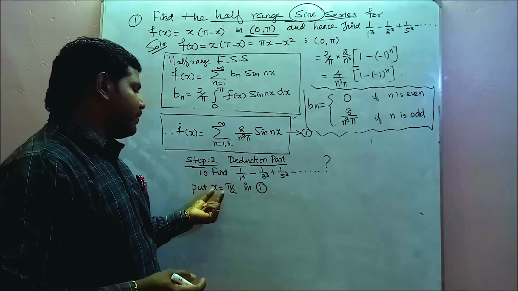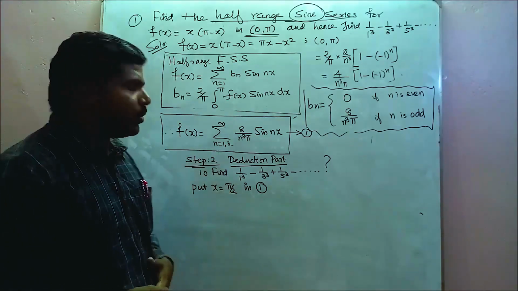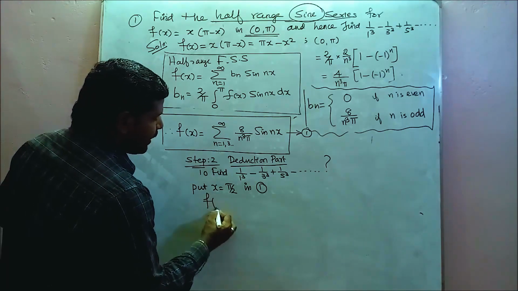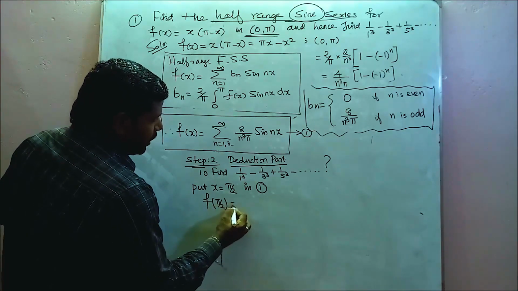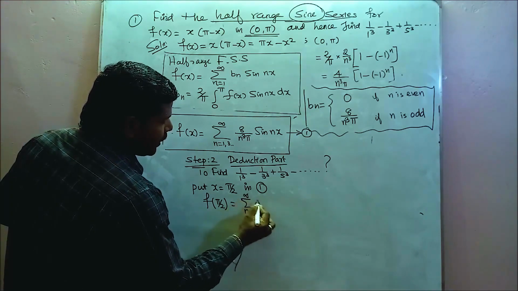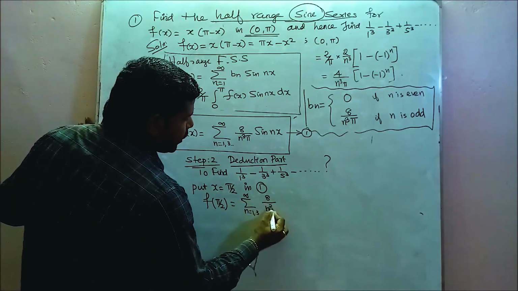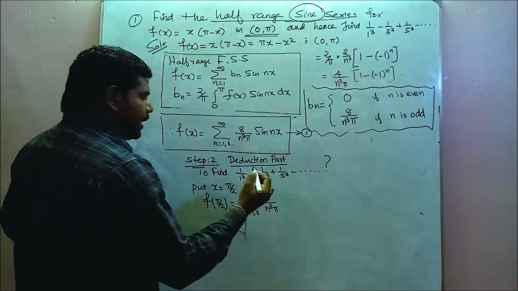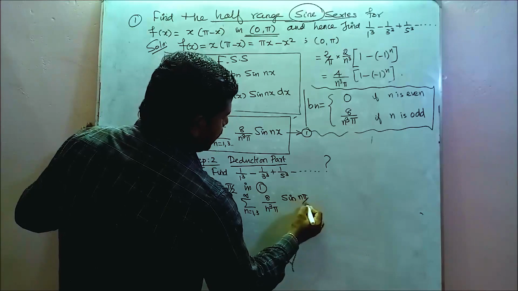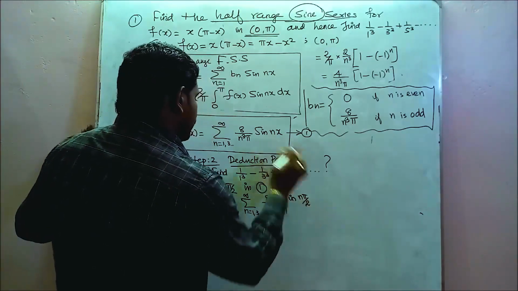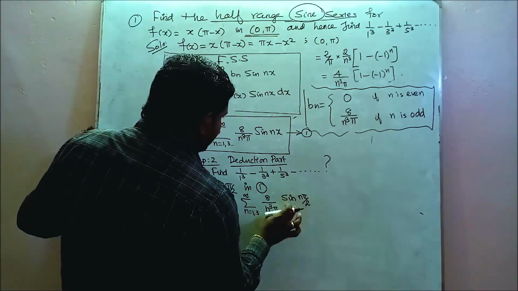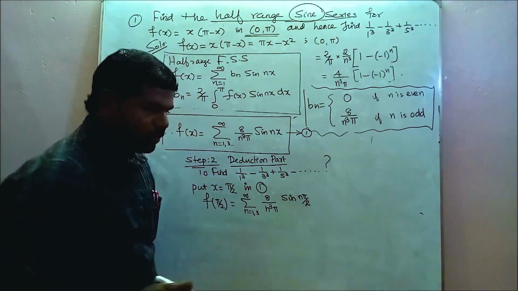அப்ப இங்க opt value x is equal to pi by 2. So x is equal to pi by 2 equation 1 ல கொடுத்தீங்க அப்படின்னா, f of pi by 2 equal to sigma n is equal to 1, 3 to infinity, 8 by n cube pi into sin n pi by 2 அப்படின்னு கிடைக்கும். Sin n pi by 2 அப்படின்னு வந்துரும்.